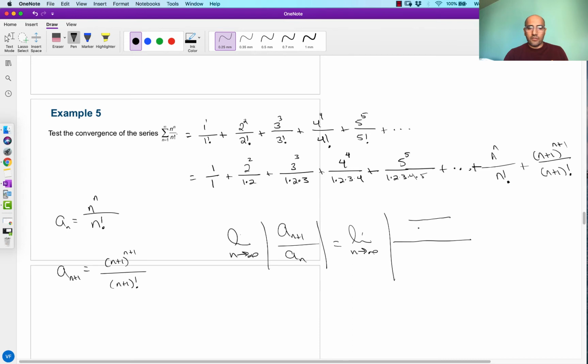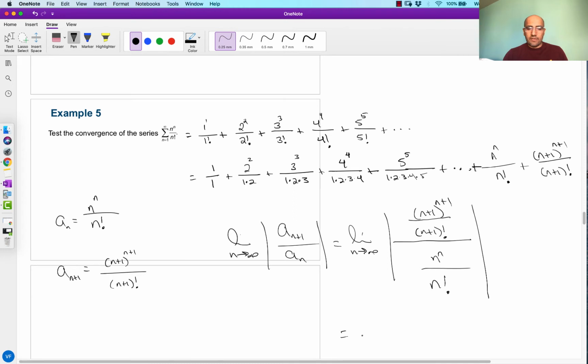I'm going to have a little fraction in here, where this is n plus 1 factorial. And this is n plus 1 to the power of n plus 1. And then in the denominator, we have n to the power of n divided by n factorial. All of it in absolute values.